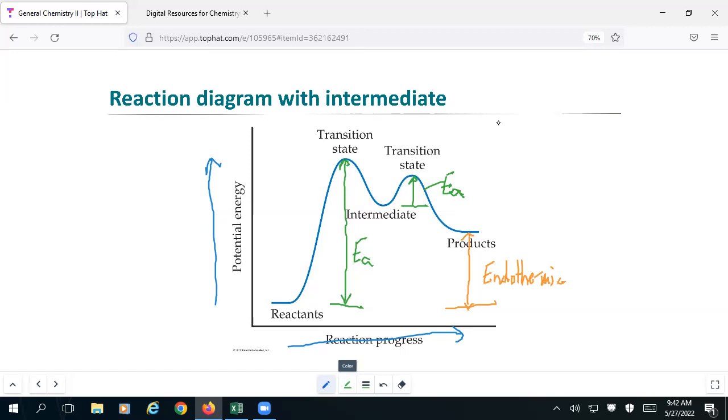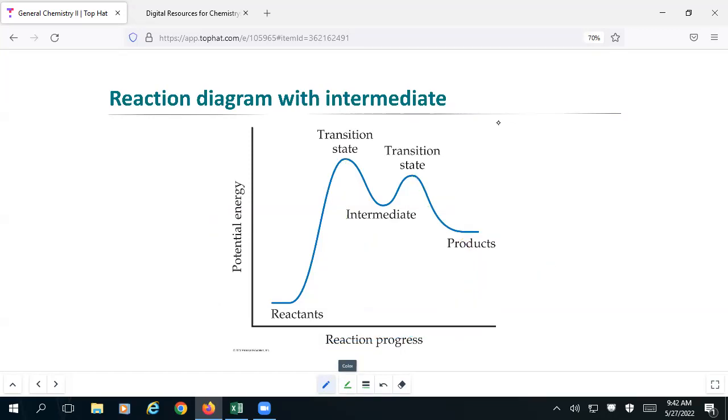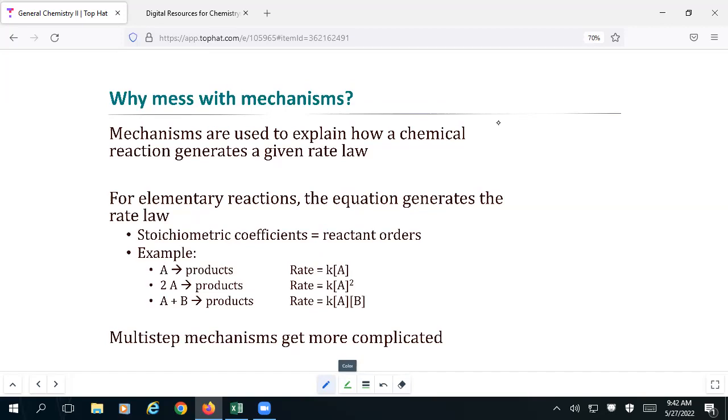Now, what we haven't talked about yet is how does all this kind of come back to the idea of a rate law? Well, that's the whole reason we have mechanisms in the first place. We need a way to rationalize the difference between the stoichiometry of the reaction and the rate law of the reaction. Remember how we talked about at the very beginning, all of 2 days ago, about this idea that stoichiometry and rate law really don't have a whole lot to do with each other.